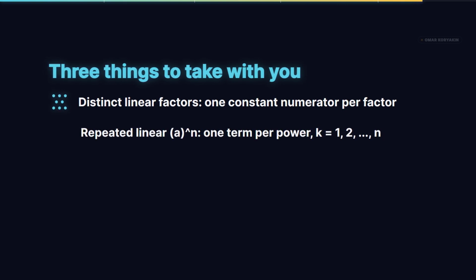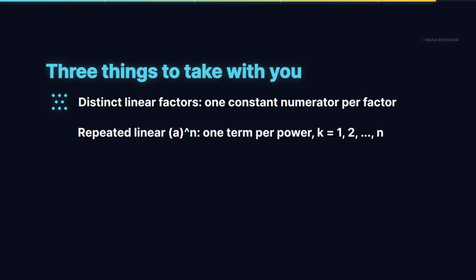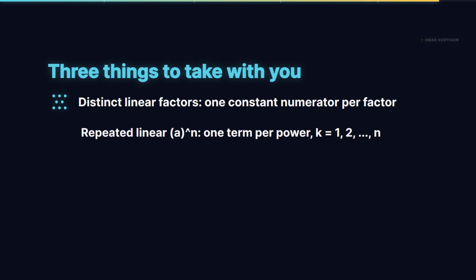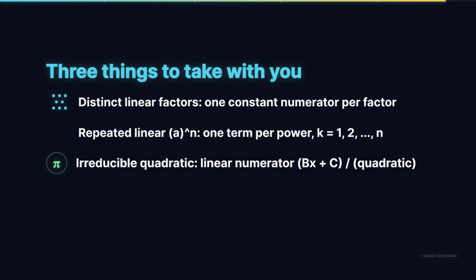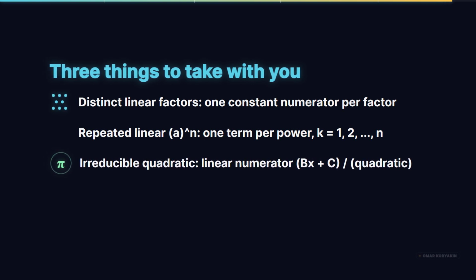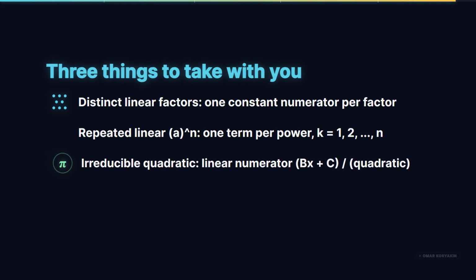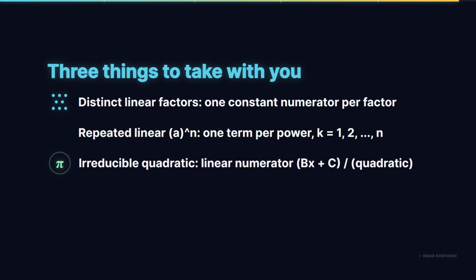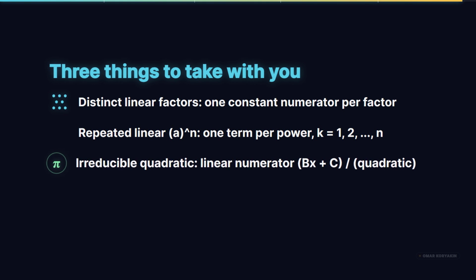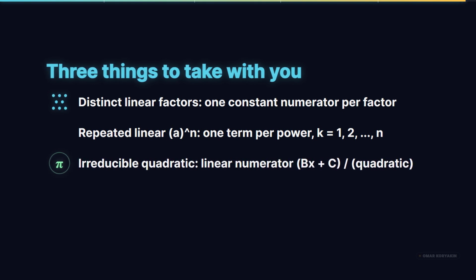Repeated linear factors need one term for each power from 1 up to the multiplicity. A factor x minus a appearing to the third power adds 3 terms: a over x minus a, b over x minus a squared, and c over x minus a cubed. Each constant is independent. Irreducible quadratic factors get a linear numerator bx plus c, never just a constant. The denominator stays as the irreducible quadratic. Do not factor it further over the reals. The constants b and c come from matching coefficients after clearing denominators.